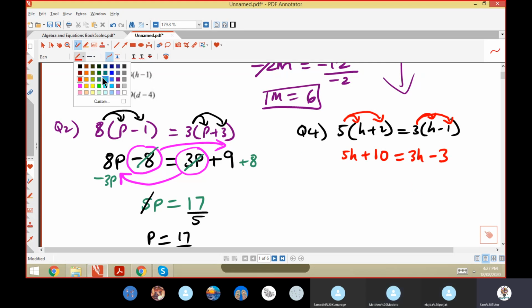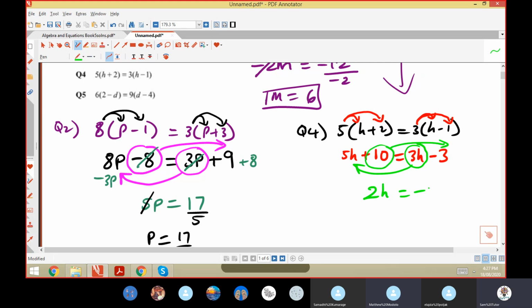And now when you're at this stage, Matt, what are you going to do? 5h minus 3h gives you 2h. Then bring the 10 over to the negative 3. And then you minus the 10, which should give you negative 13. And then 2h equals negative 13. And then 13 over 2 should equal h.